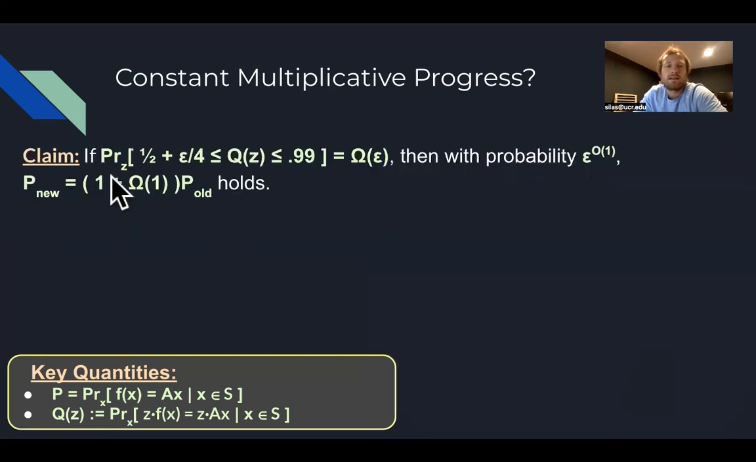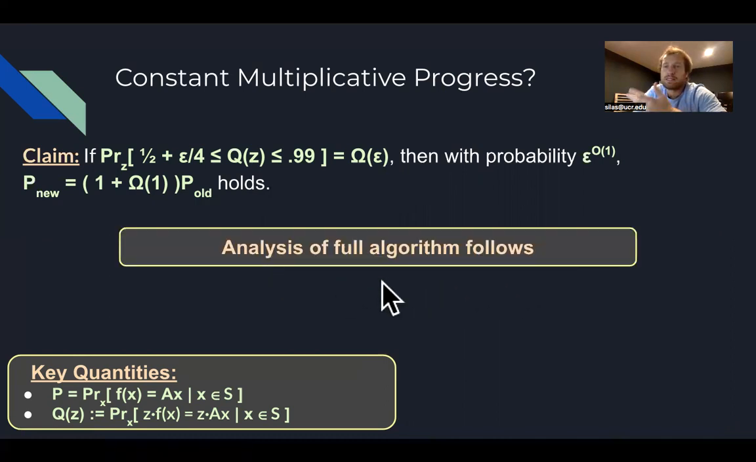Okay, and so the claim is that if the probability that you have both a lower and an upper bound on Q(Z) is not too small, then you're going to make that constant multiplicative progress with good probability. This is, I would say, the analysis of 1 step of the main loop, and just by iteratively applying this over and over, you'll get the analysis of the full algorithm.